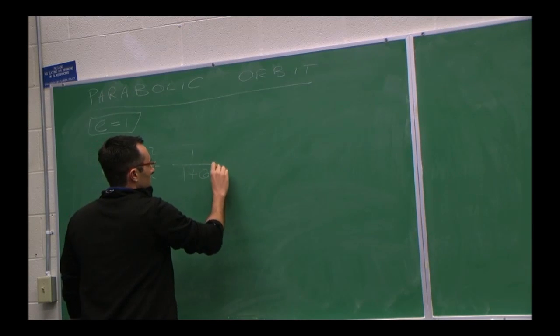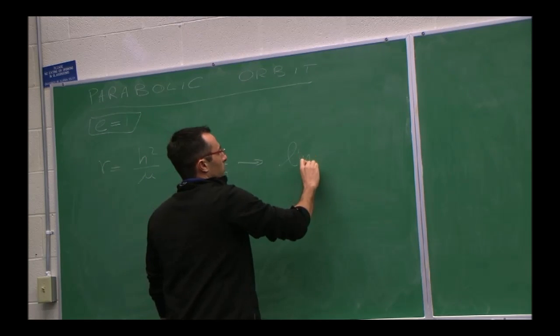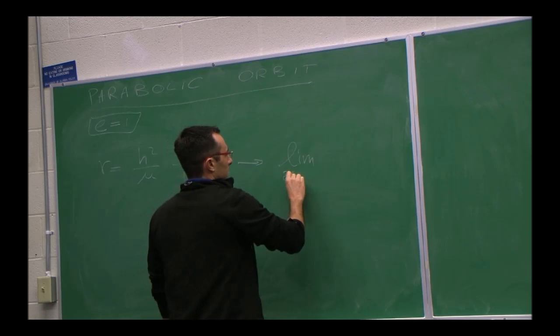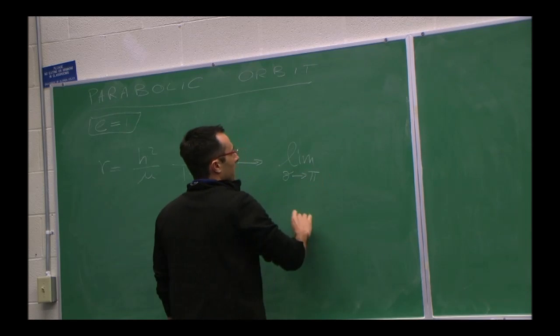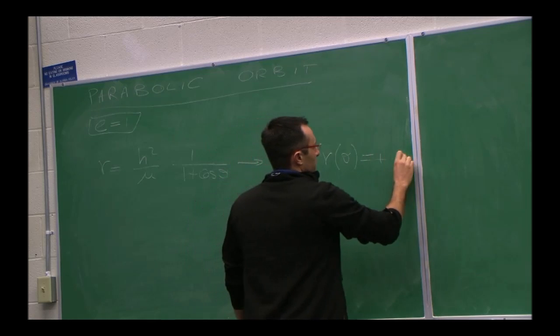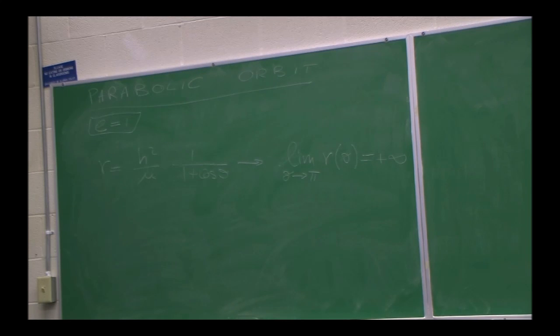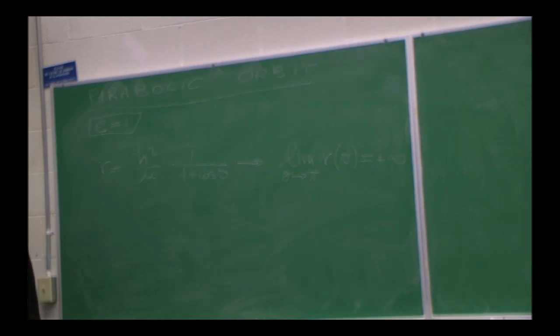So for this case, we have e equals 1, and your Keplerian orbits parametric expression will look like this, obviously. The e goes to 1, which means that if we want to be formal in the way we write things, the limit for the true anomaly going to pi of r, which is a function of theta, is plus infinity. So now you don't get a closed curve anymore. This doesn't come back. Okay?